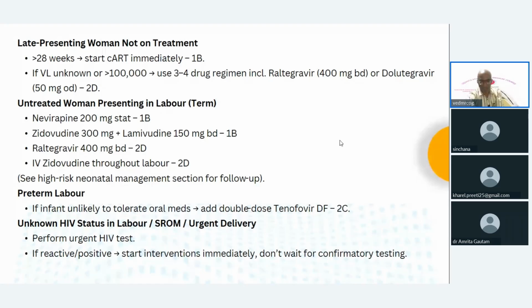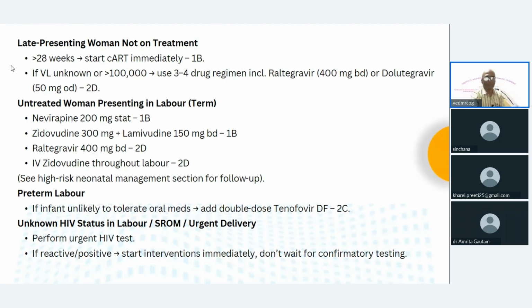Now, if the lady is presenting late, a woman not on treatment, we have already seen that resistance testing is not required if she is presenting late. But what we will do if she is presenting late, after 28 weeks, is start CART immediately. If the viral load is unknown or more than 1 lakh, use a 3 or 4 drug regimen and always go for an integrase inhibitor, that is raltegravir. The dose is 400 milligram BD or dolutegravir 50 milligram OD. So this also you should remember.